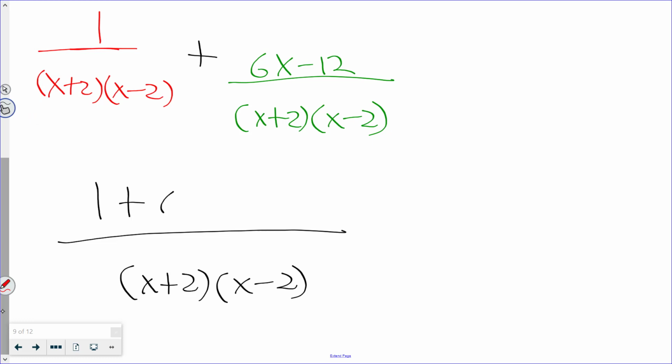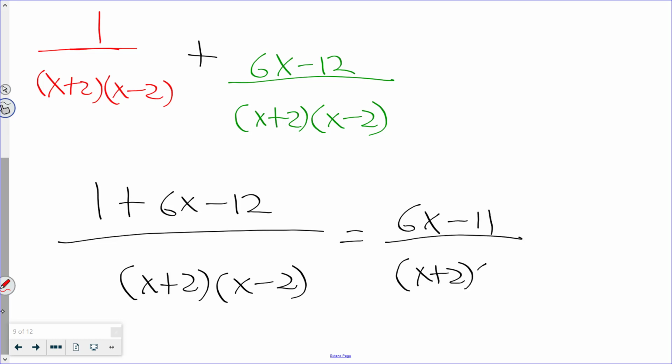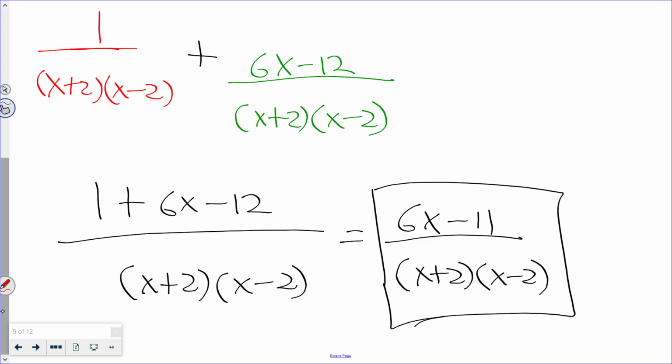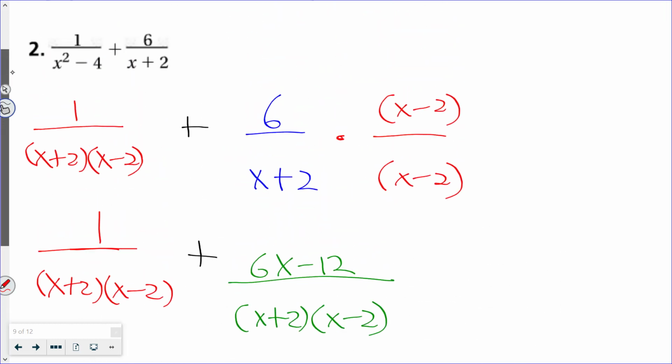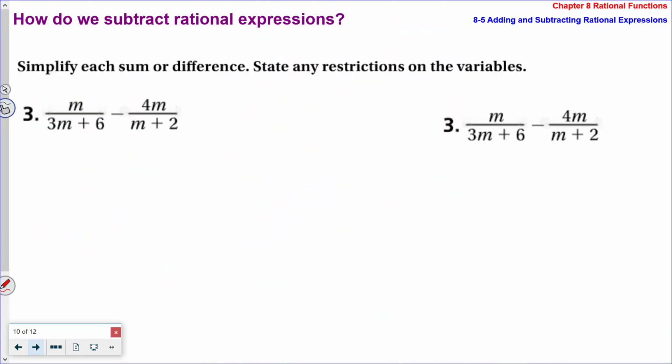1 plus 6x minus 12. Combine like terms. This is 6x minus 11 over x plus 2, x minus 2. That is the sum of these two original fractions.